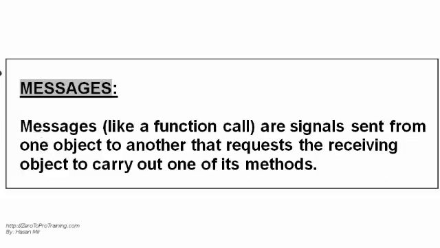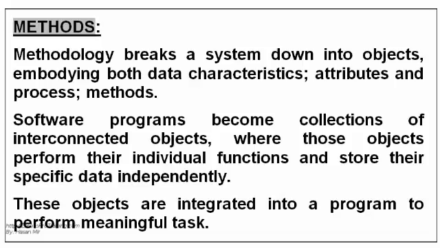Next, messages, like a function call, are signals sent from one object to another that request the receiving object to carry out one of its methods. Next, methods. Methodology breaks a system down into objects, embodying both data characteristics, attributes, and process methods. Software programs become collections of interconnected objects, where those objects perform their individual functions and store their specific data independently. These objects are integrated into a program to perform a meaningful task. In a way, methods are procedures contained within an object and executed in response to a message.